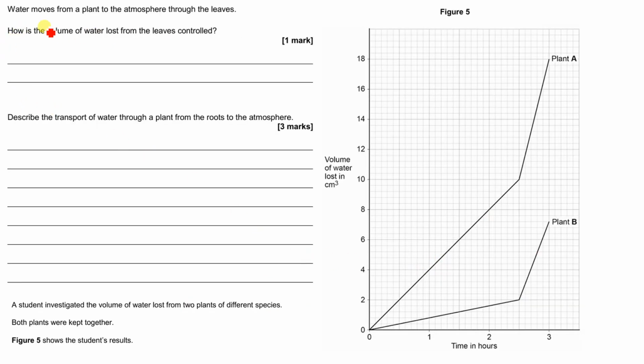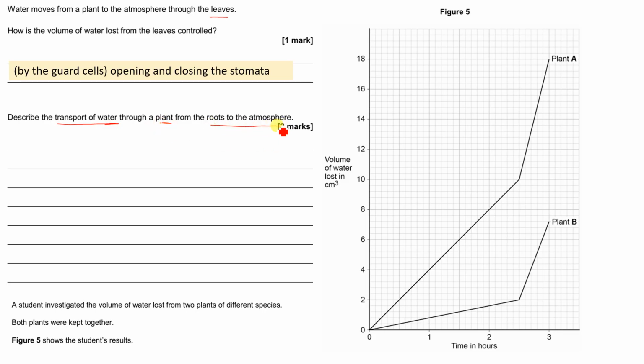Now, we have another question here. They said, water moves from a plant to the atmosphere through the leaves. How is the volume of water lost from the leaves controlled? It's controlled by guard cells because guard cells control the opening and closing of the stomata. So that helps to control the volume of water loss. Now, describe the transport of water through the plant from the roots to the atmosphere. How is water transported from roots to the atmosphere?